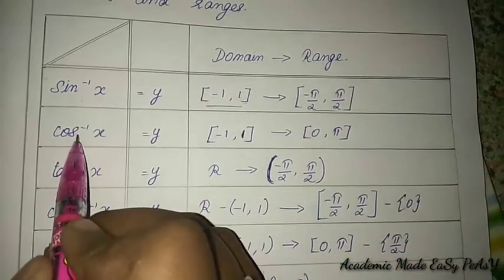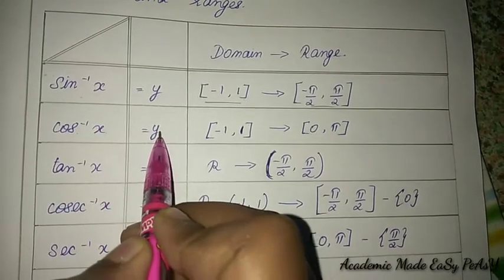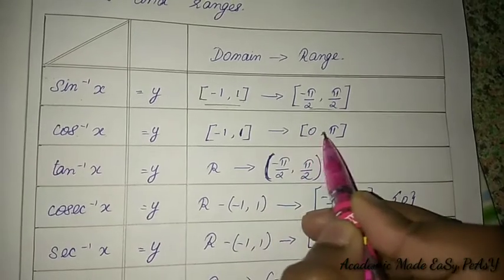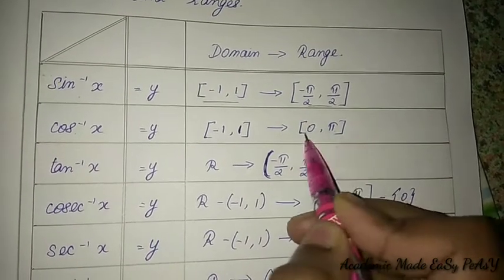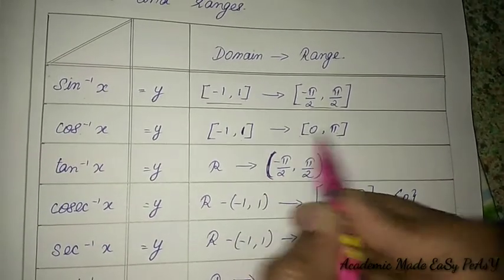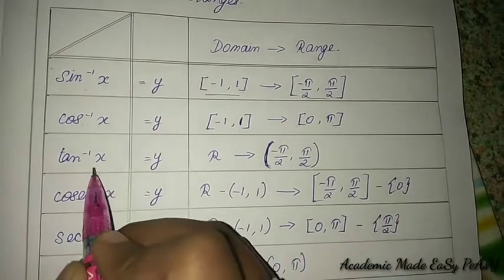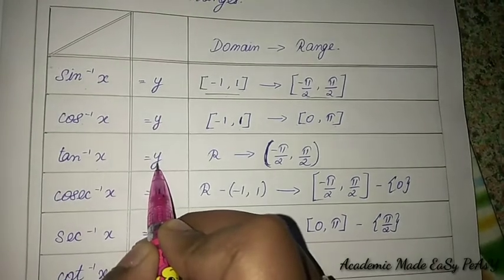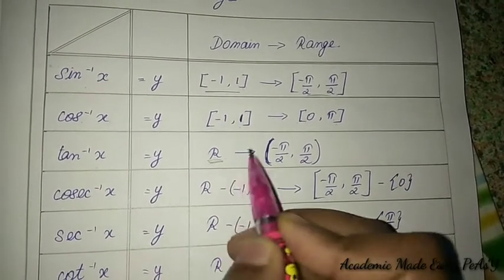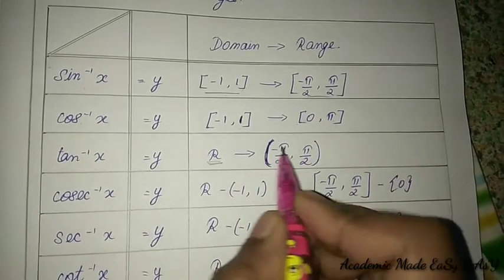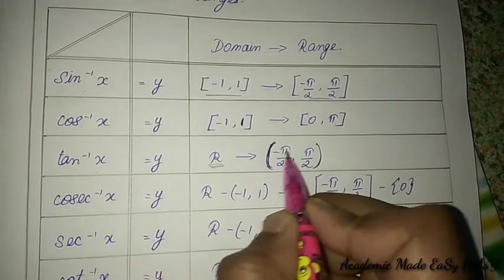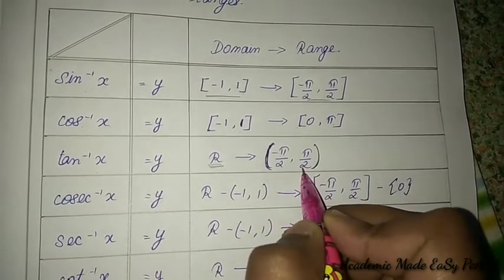Okay, so next cos inverse x is equal to y. Here the same domain [-1, 1], and the range is [0, pi]. Both endpoints are included. So this is the domain and range for cos inverse x. Next tan inverse x is equal to y. Here R represents the set of real numbers and this is an open interval. So the range is (-pi by 2, pi by 2).